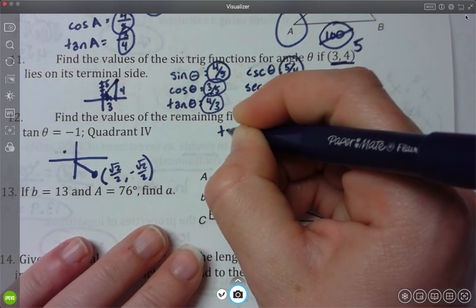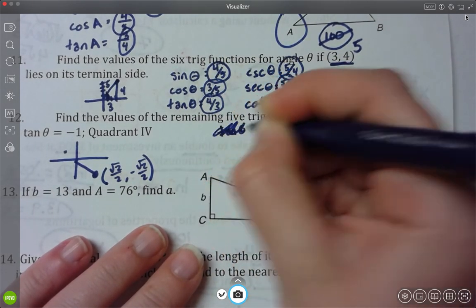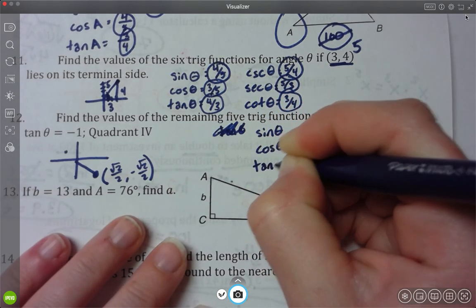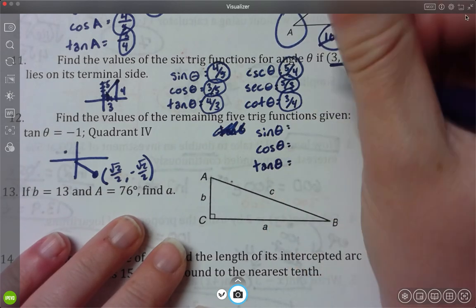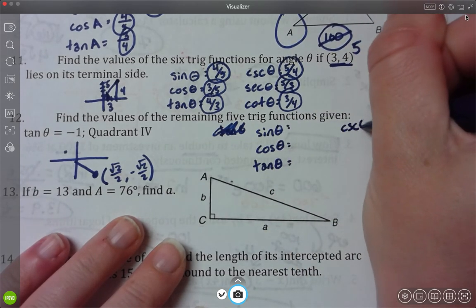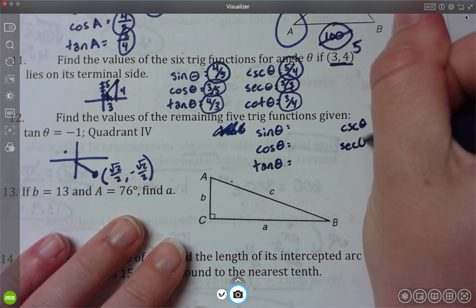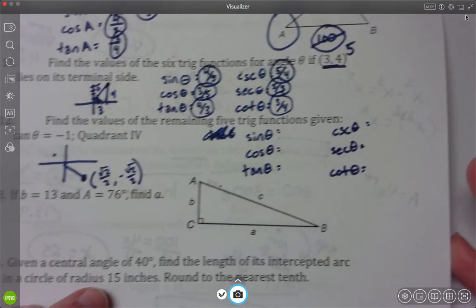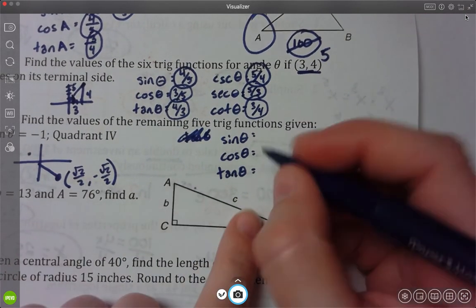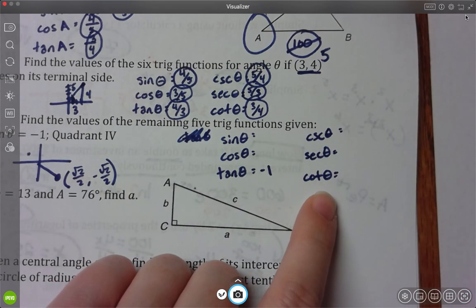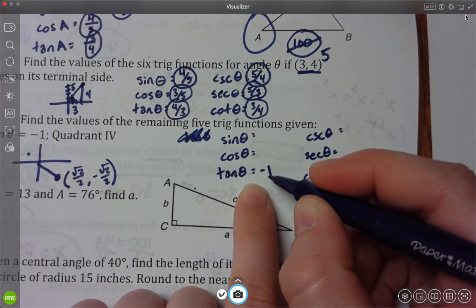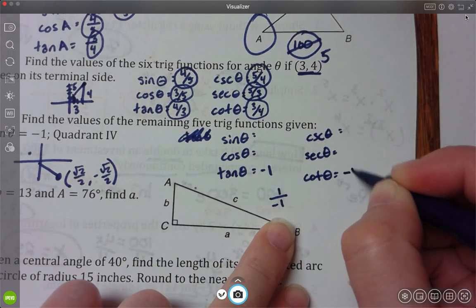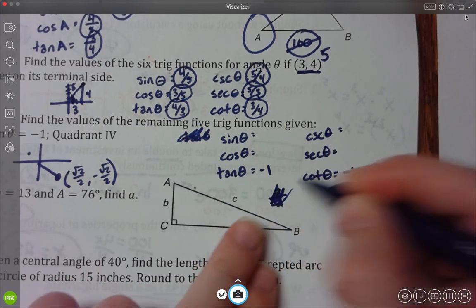So I'm going to do tangent. Let's do sine theta, cosine theta. We'll write out all 6 of them just because it'll be easier. And then we have cosecant theta, secant theta, and cotangent theta. Okay, we've got all 6 of them. I already know that tangent is -1, and cotangent is going to be the reciprocal of -1. So it would be 1/-1, which is still going to be -1, so that's kind of nice.